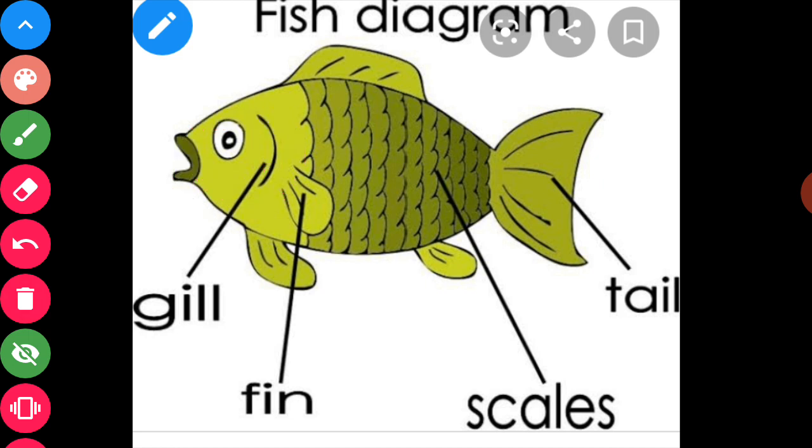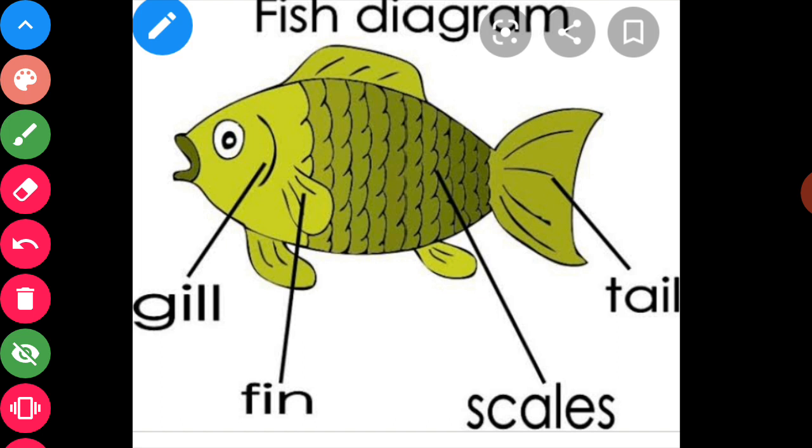One more adaptation in the fish is that fish have special breathing organs. These special breathing organs are called gills. These gills absorb the oxygen which is in the dissolved form in water. The fish take in water from the mouth, and gills absorb the oxygen present in the dissolved form in that water.